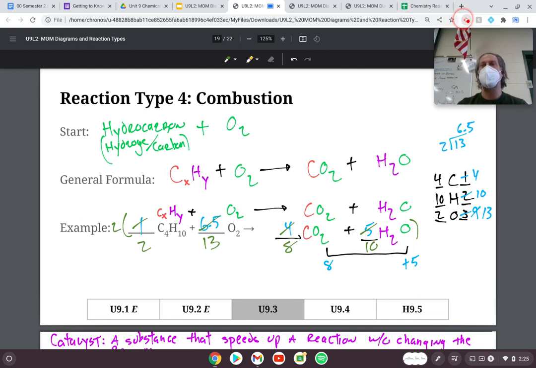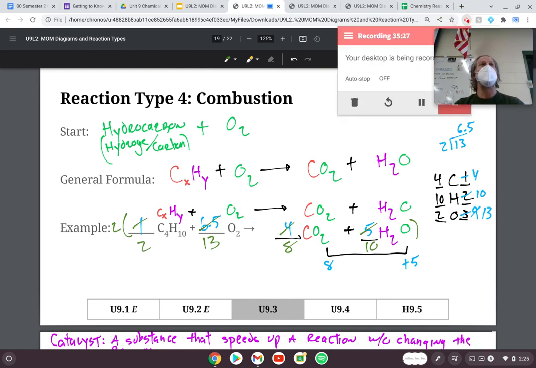Questions about the 5 different types of reactions. We learned about a single replacement. We learned about a double replacement. We learned about a synthesis reaction. We learned about a decomposition reaction. And then we learned about a combustion reaction.